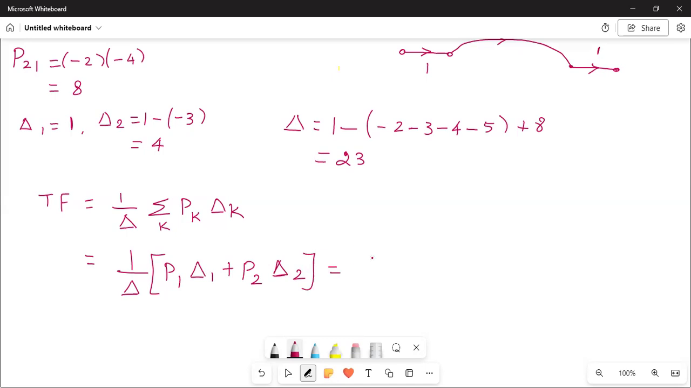So P1 value is 24, and del 1 value is 1. Okay, that's why I'm not multiplying. Plus, actually P2 value is, what is the value? 5. Sorry, P2 value is 5. Del 2 value is 4. Divided by delta value, 23. So therefore, here 24 plus 20, 44 divided by 23. So this is the answer for this problem.